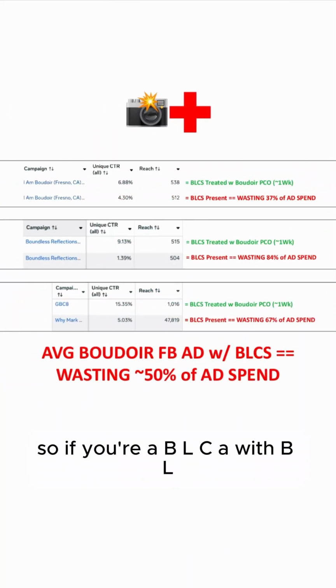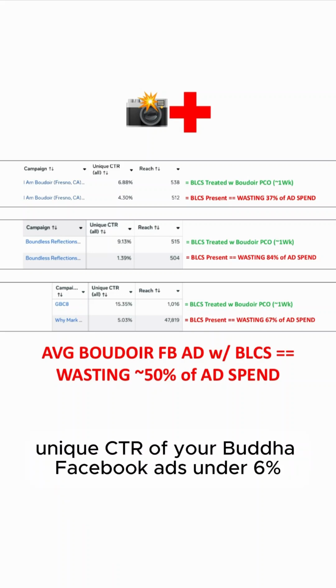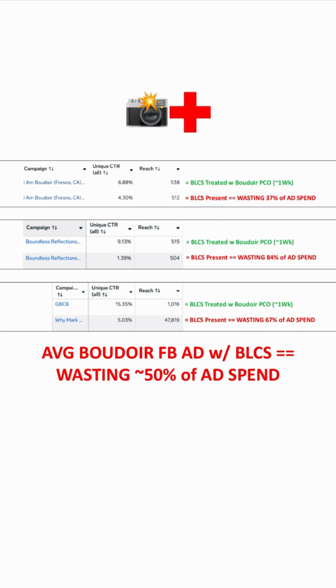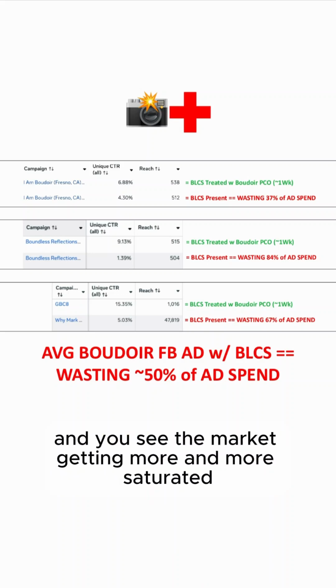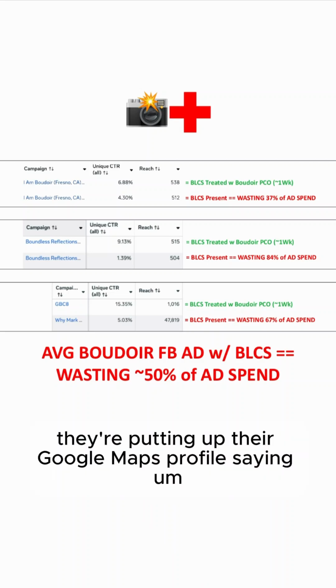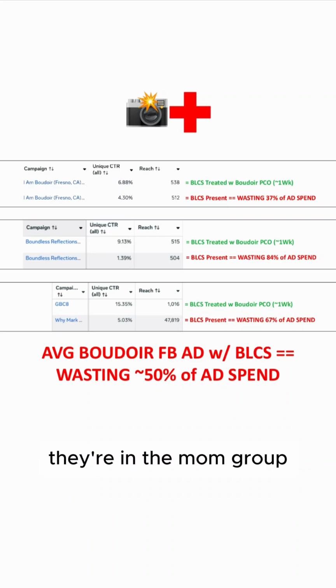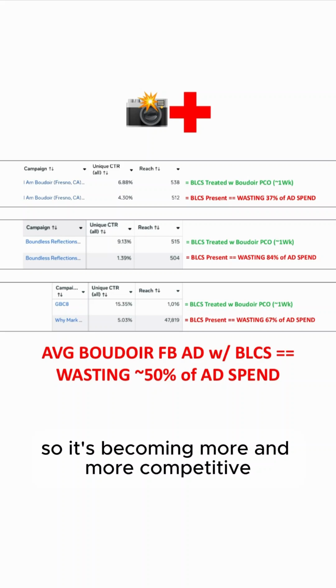So if you're a BLCA with BLCS, a Boudoir low click advertiser with Boudoir low click syndrome, unique CTR of your Boudoir Facebook ads under 6%, and you're spending more than 10 grand a month on Boudoir Facebook ads, and you see the market getting more and more saturated. You know, every time someone new gets a new iPhone, they're putting up their Google Maps profile saying that they now shoot Boudoir, or they got a new camera. Now they're in the mom group saying they also now shoot Boudoir. It's becoming more and more competitive, more saturated.